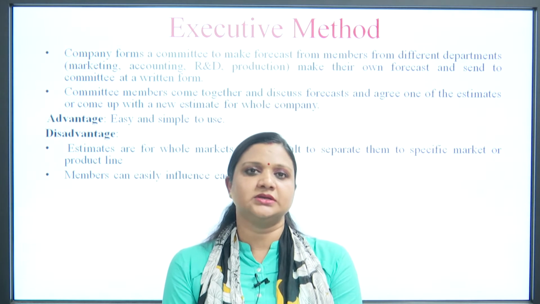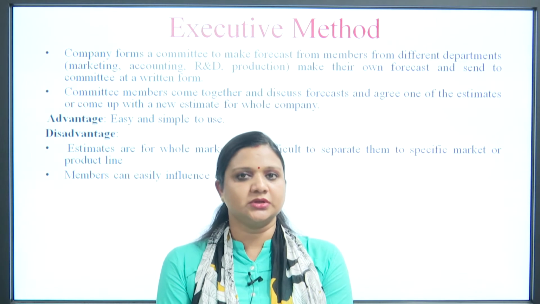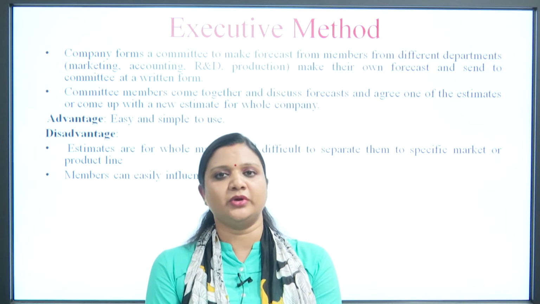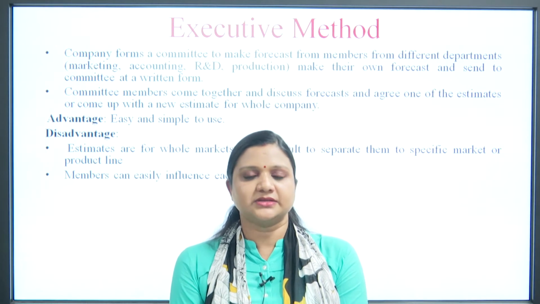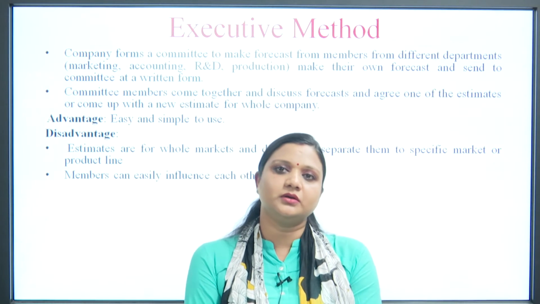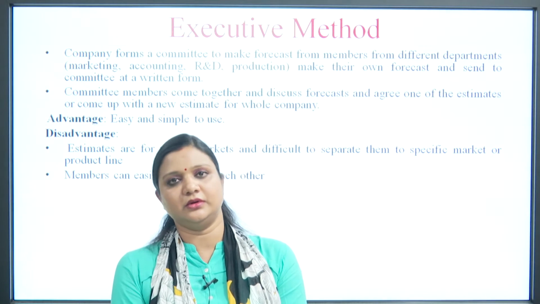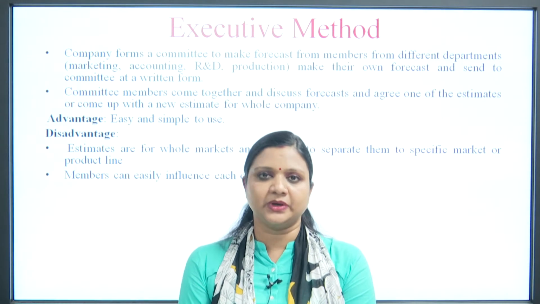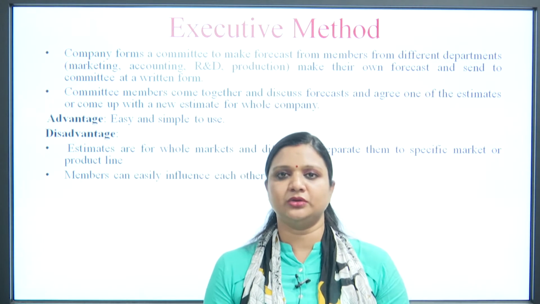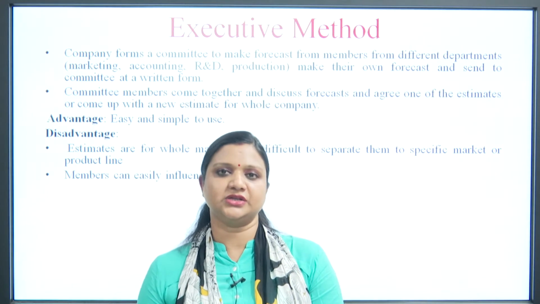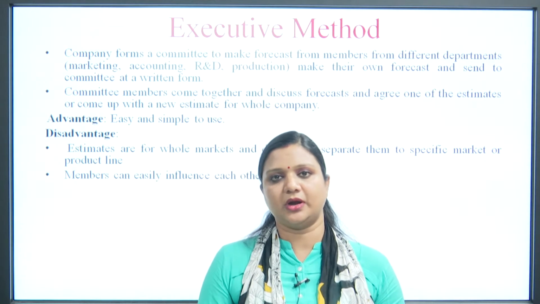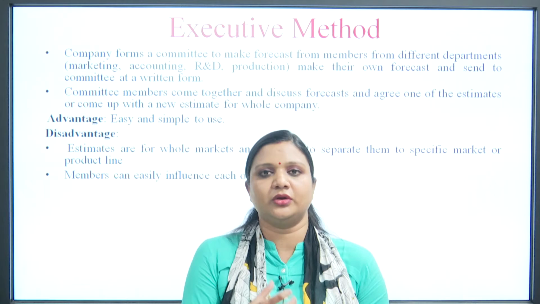Advantage of this particular method is, obviously it is very easy and simple to use, because you are collecting responses from your internal employees or the key employees of different departments of the company. And the disadvantage is that because you are forecasting the demand, the scenario for the whole company, you are not differentiating which particular department or which particular product category will achieve this particular target. So, it is very difficult to segregate the whole demand into smaller demands for different departments.